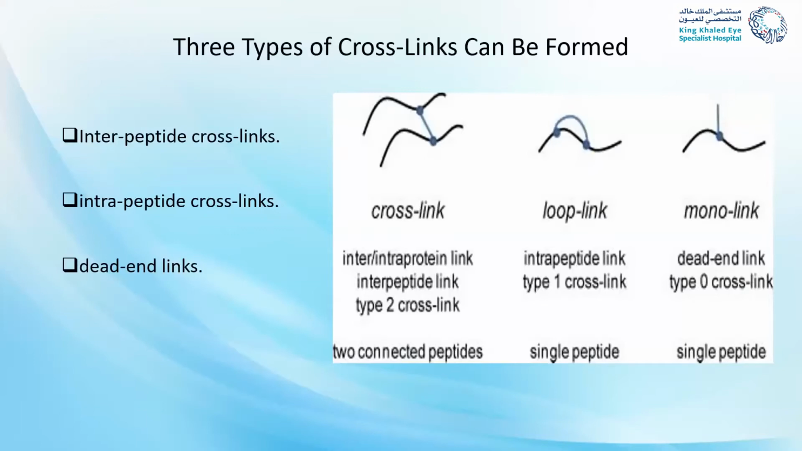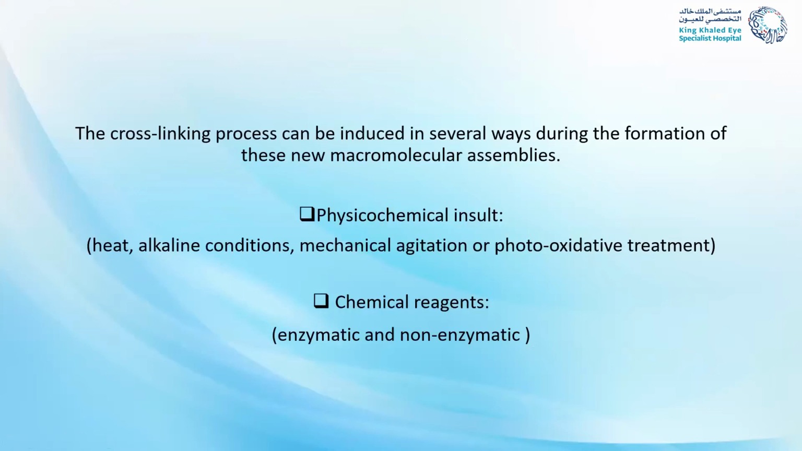Maybe this is not of such relevance to us, but it's important to know in general. There are the inter-peptide cross-links, which are the strongest form of cross-link between proteins, and they happen between two molecules. And you have the intra-peptide, where you can see it here, within the peptide itself. Then you have the dead-end links, which are the weakest, and you can see how it's just hanging there, waiting to be attached to another molecule.